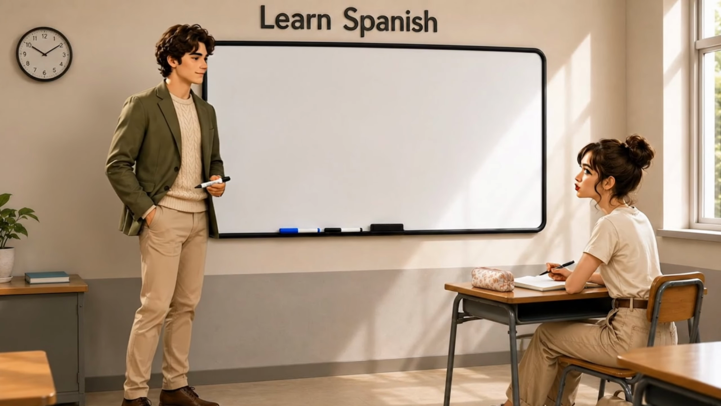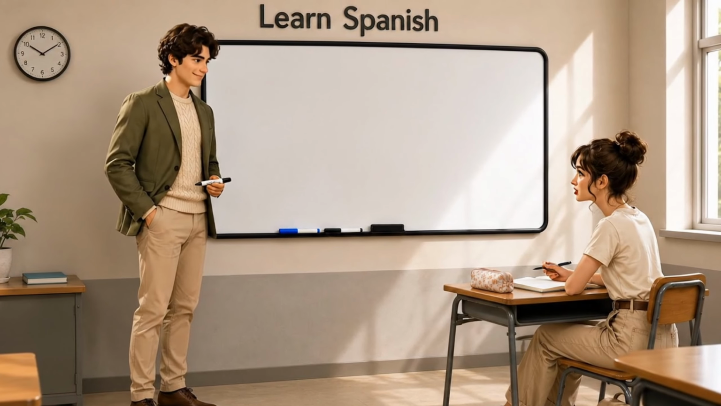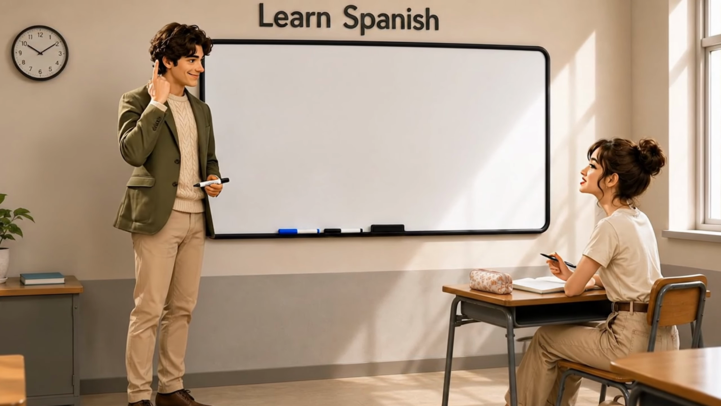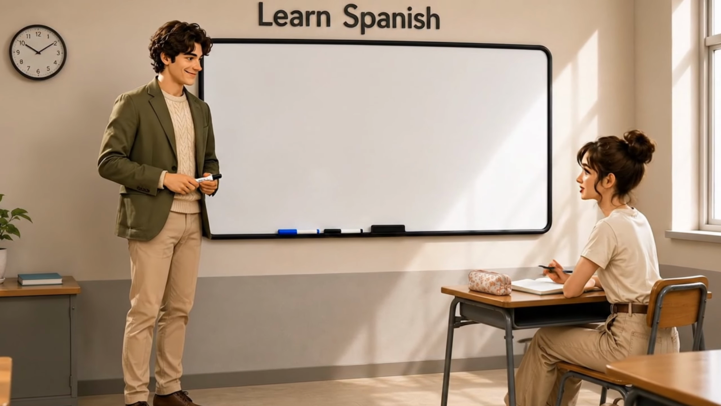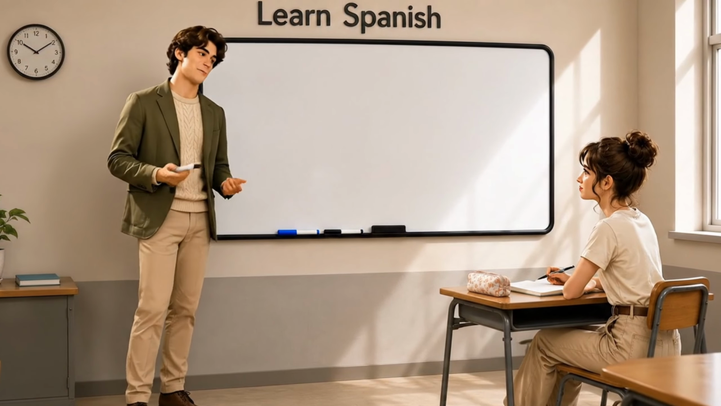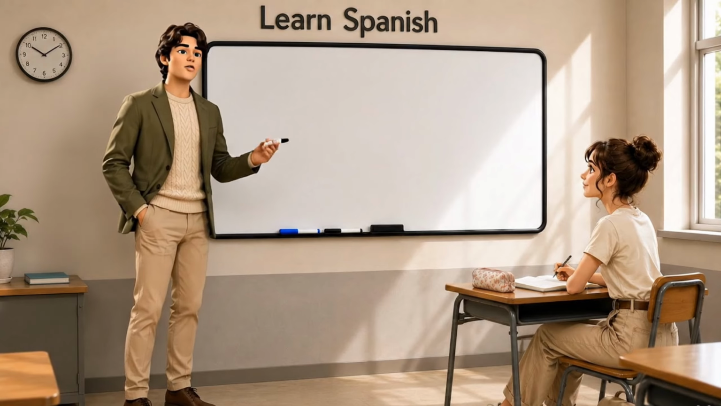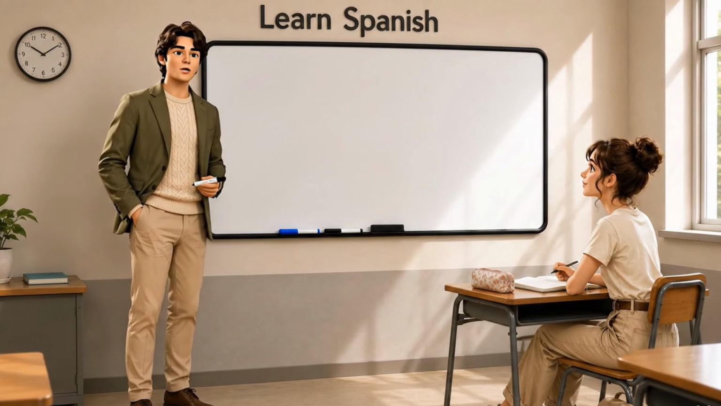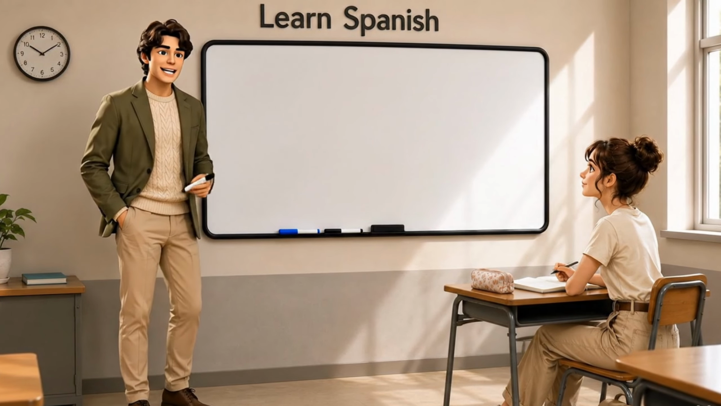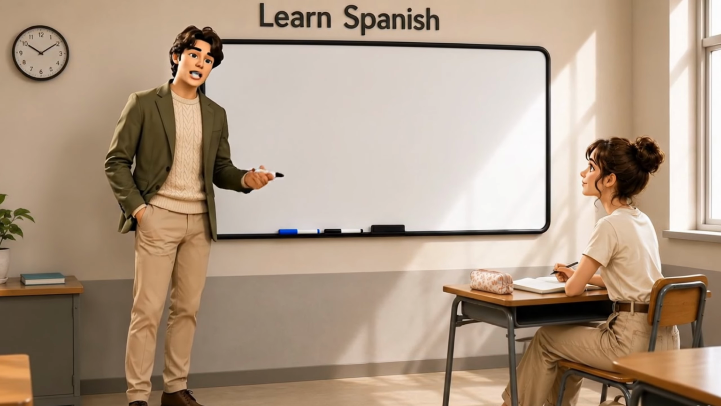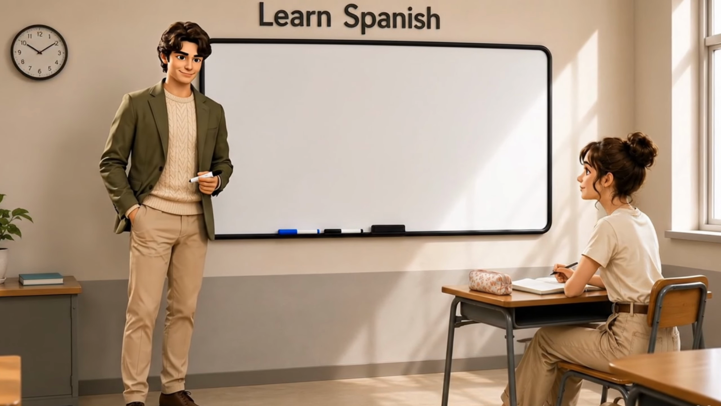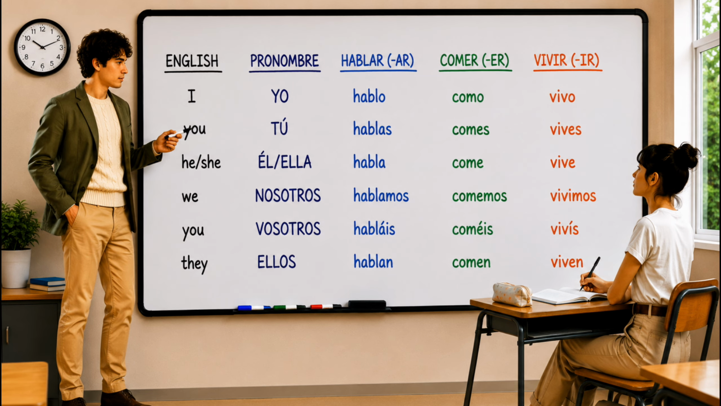So, hablar is AR, comer is ER, and vivir is IR? Exactly, and those 3 are our first 3 verbs. Let's start. In English, you just say speak. In Spanish, the verb changes to match the person. Yo hablo. Yo como. Yo vivo. The ending of yo always ends in o for regular verbs.